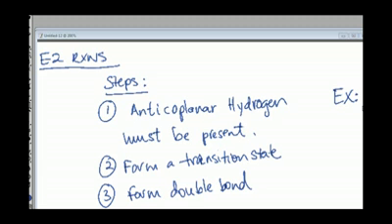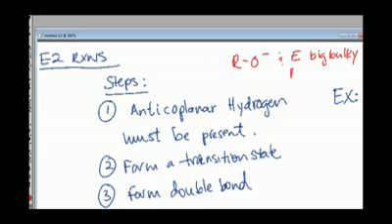Today we're going to be looking at E2 reactions. How do we know it's an E2 reaction? Well, we need a strong attacker like RO-, the alkoxide ion, and either the substrate, the electrophile, needs to be big and bulky, or the attacker, the base, needs to be big and bulky.